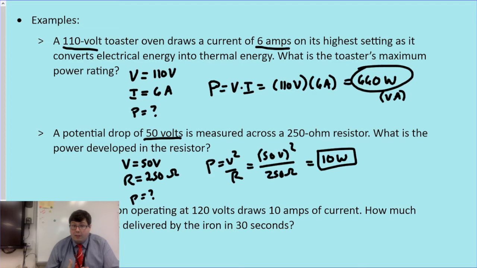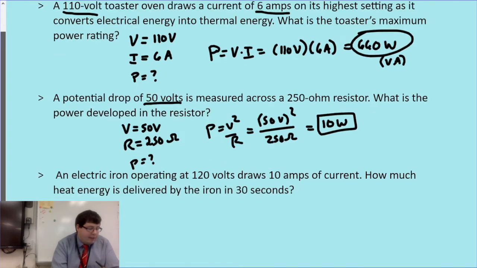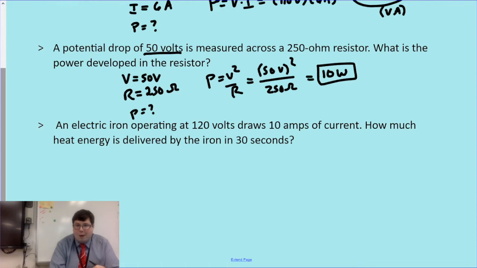So what you're going to see is that we want to pick the equation that's most appropriate for the variables that we're given. Unfortunately, there are a lot of equations, and they're written in a weird way, but we don't want to let that fool us as we're solving these problems.